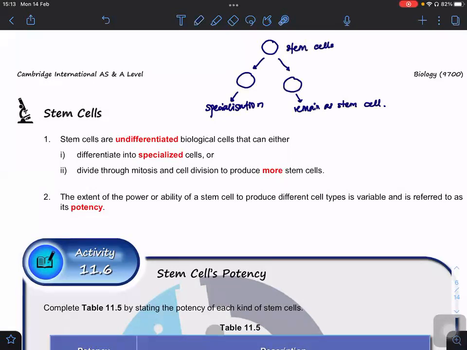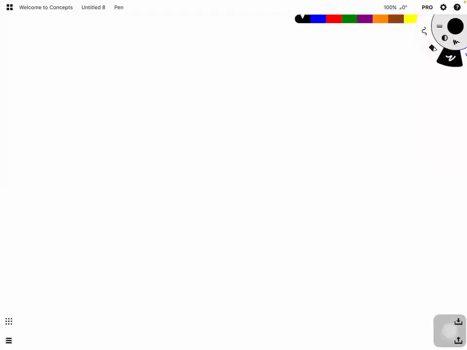The extent of the power or ability of a stem cell to produce different cell types is variable and referred to as the potency. How potent a stem cell is basically depends on how many types of cells they can actually form. So let me show you. We have three levels of potency. Potency means how powerful the cell actually can develop.